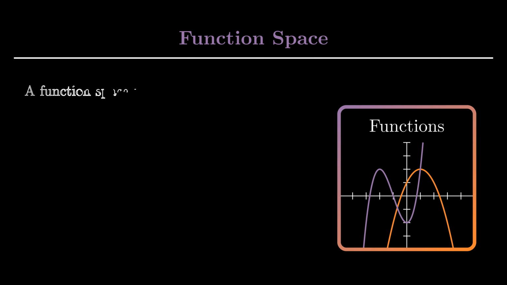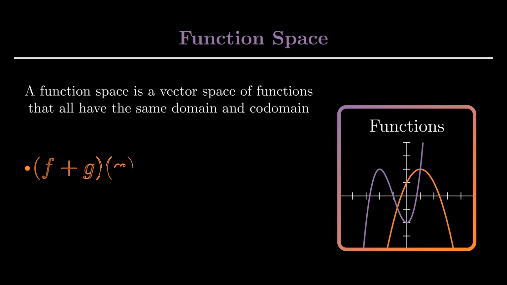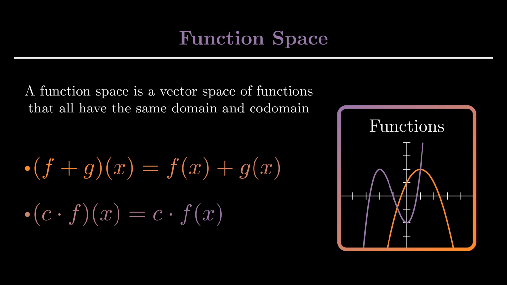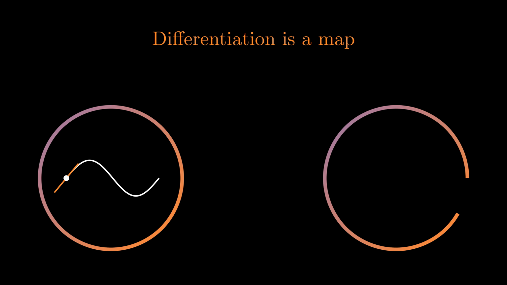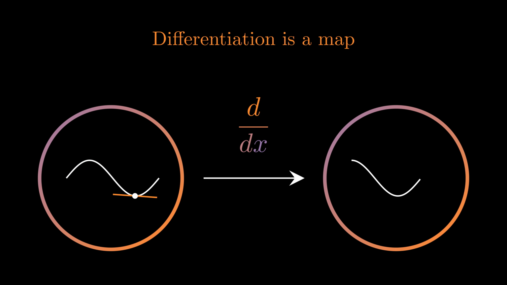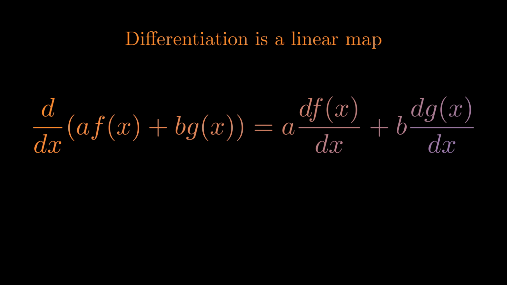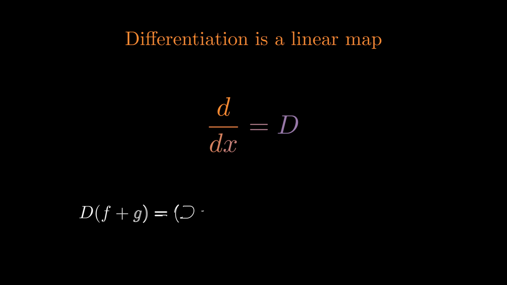A set of functions that are treated as vectors is called a function space. Functions can be considered as vectors because they can be added together and scaled by scalars. So we can define maps that operate on functions. One example of a map between two function spaces is differentiation. It takes one function as an input and spits out its derivative function. But differentiation is not just a map between function spaces, it's a linear one, because it also preserves the operations of vector addition and scalar multiplication.